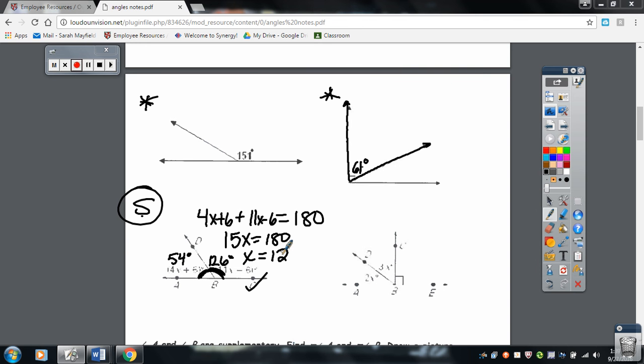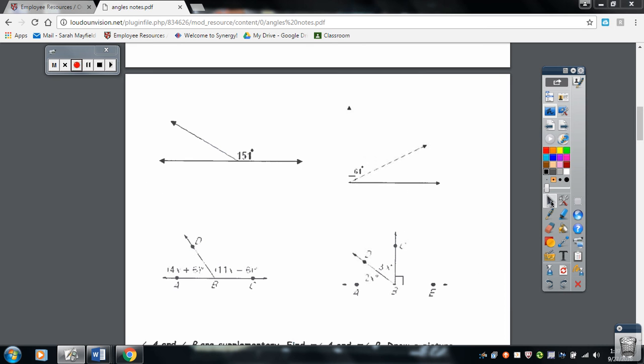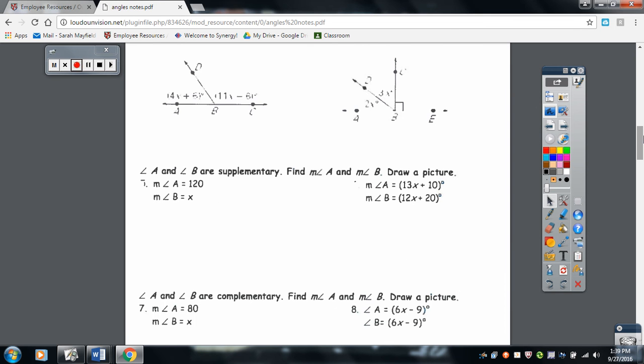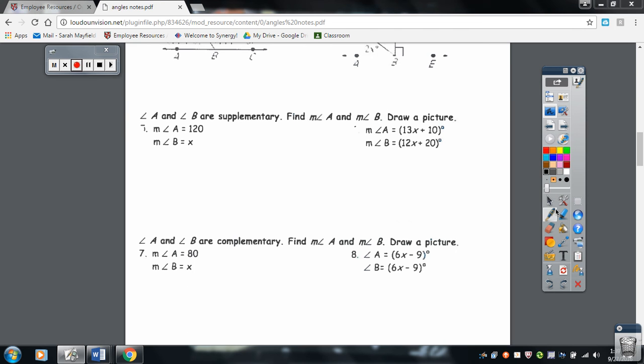Okay. This problem over here, you can actually solve it in a couple of different ways. So I want you to pause this video and attempt to solve this problem right here. Alright, let's keep going. Let's check this out. It says angle A and angle B are supplementary. Find angle A and angle B. Draw a picture. So, okay, I'm going to do this example right here.